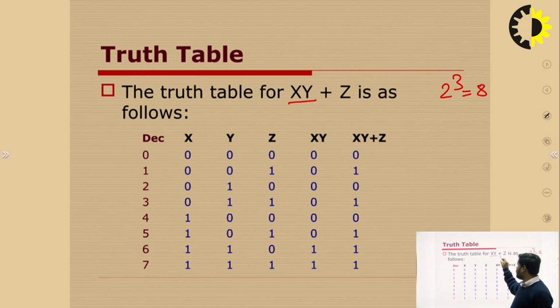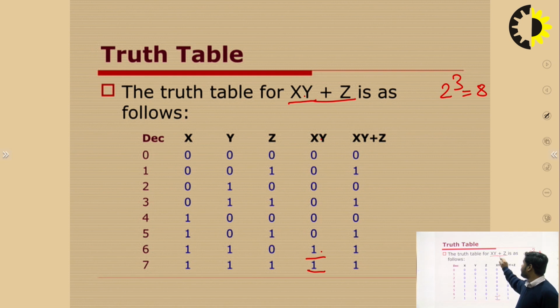of x dot y plus z. So first we have to find x dot y. X dot y means we have to logically multiply it, meaning only 1 and 1 gives 1, otherwise 0. Okay, so we are finding x dot y. We are taking these two values: 0 0 0, 0 1 0, 0 1 0, 0 1 0, 1 0 0, 1 0 0, 1 1 1, 1 1 1. So these two are 1.